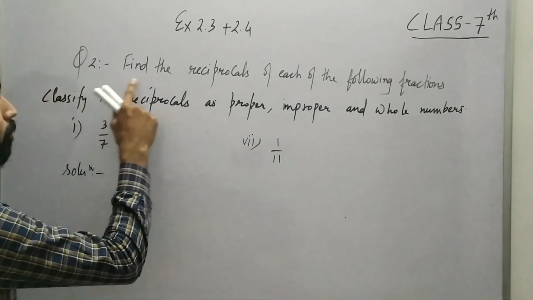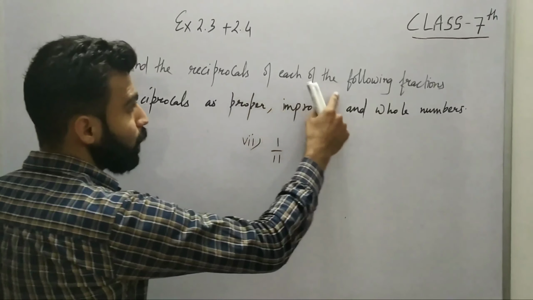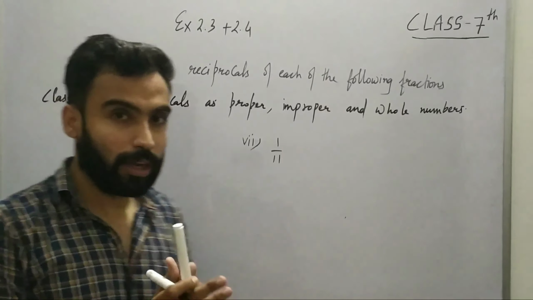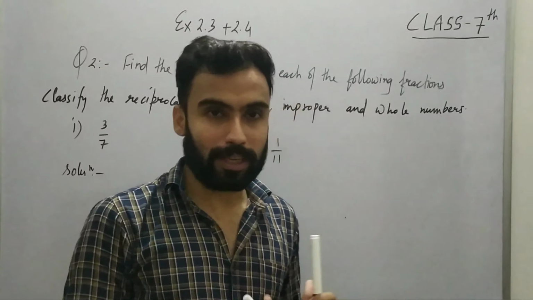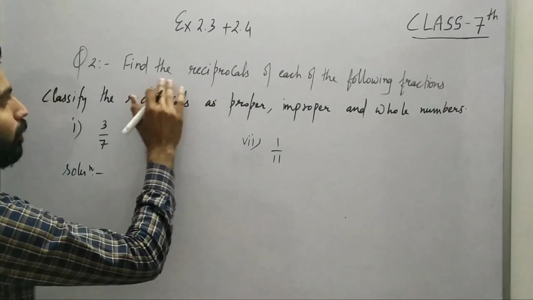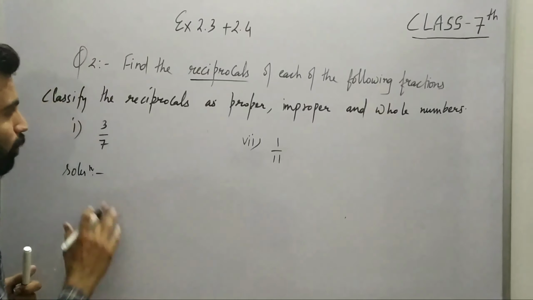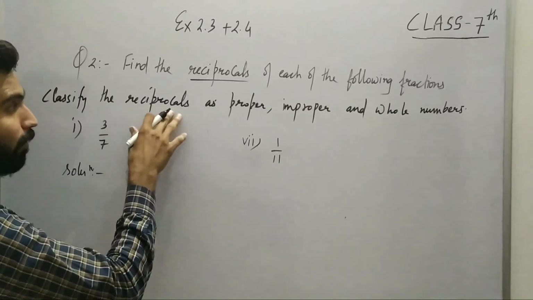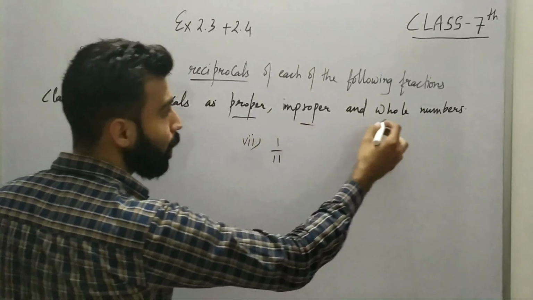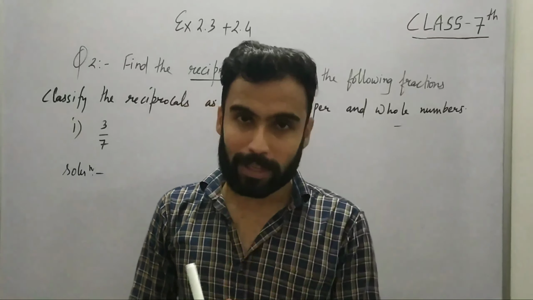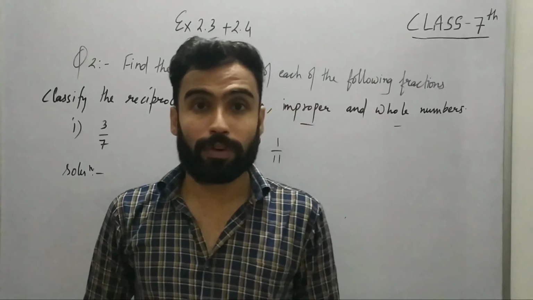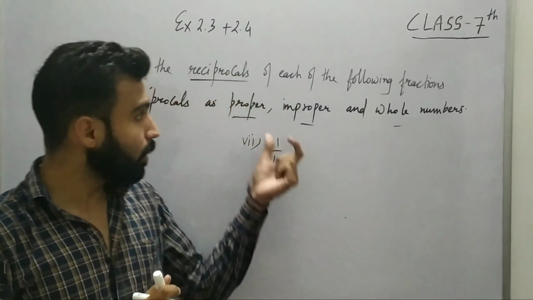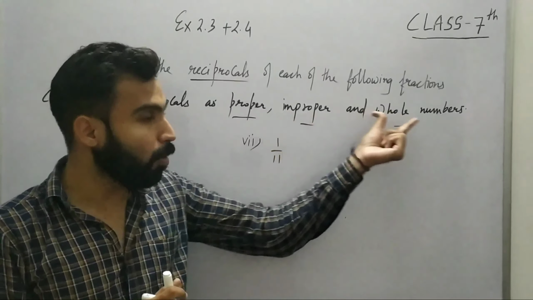Now it says find the reciprocals of each of the following fractions. So I have written 2 fractions here. Now do try the other parts of it same as I've done here. Right? So you can see we have to find out the reciprocals of each of the following fractions. Now after reciprocal, we have to classify the reciprocals as proper, improper and whole numbers. So सबसे पहला स्टेप हमें इनका रेसिप्रोकल करना है. फिर जो आएगा रिजल्टेंट रेसिप्रोकल हमें उसको क्लासिफाई करना है कि whether it is a proper, improper or a whole number.